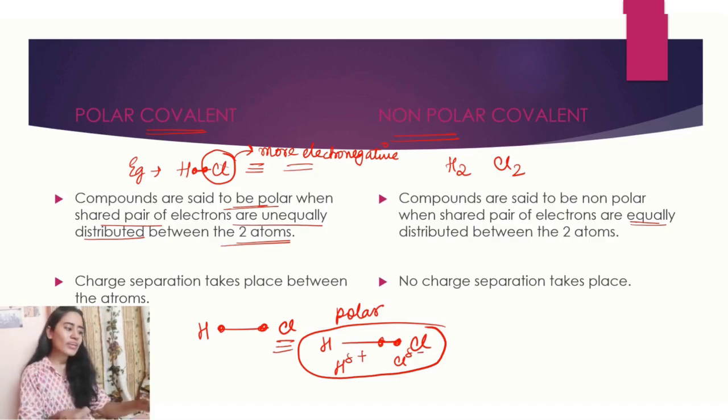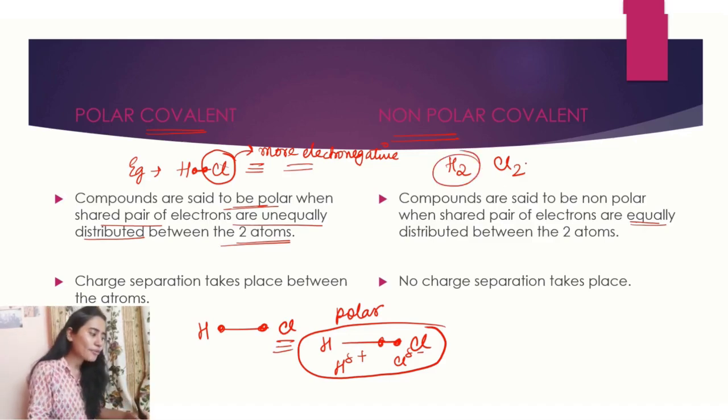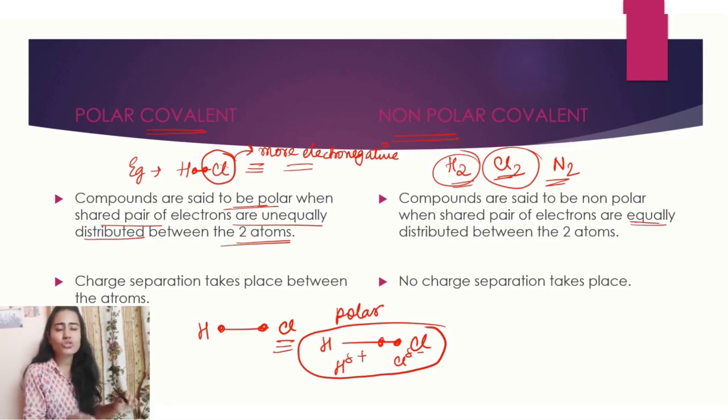So both will have equal tendency of pulling the electrons. Electronegativity means basically the tendency to accept electrons, or affinity means the love for the electron. So both the atoms being similar, both will have equal tendency. Cl2, N2, anything in which you have the same atom will be non-polar for sure. Just close your eyes and write down non-polar, that's it.